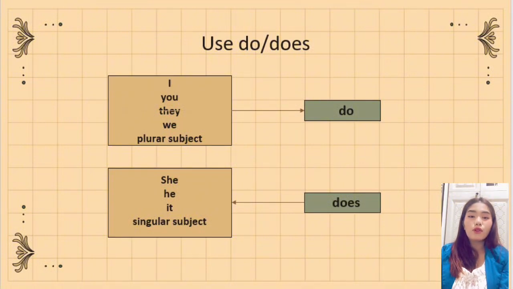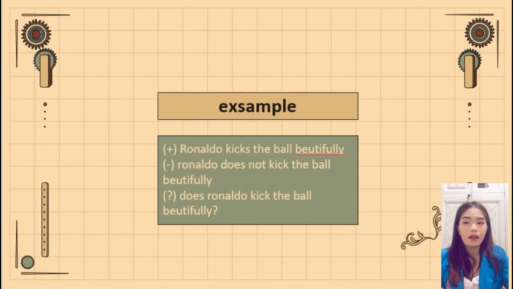How to use do or does? For I, you, they, we, plural subjects, do. She, he, it, singular subjects, does. Example. For the positive: Ronaldo kicks the ball beautifully. For negative: Ronaldo does not kick the ball beautifully. For interrogative: does Ronaldo kick the ball beautifully?